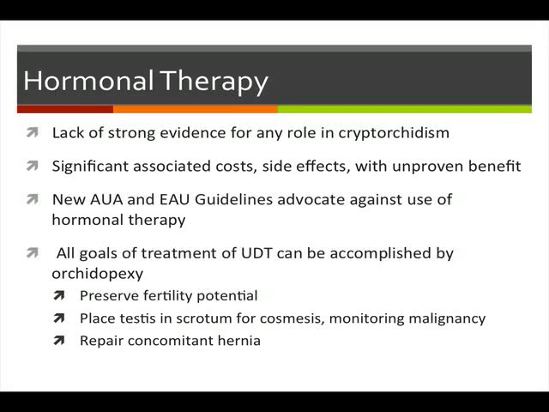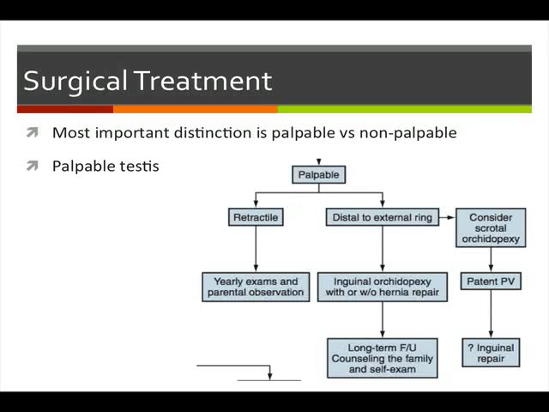When we look at surgery like orchidopexy, all the goals of treatment can be accomplished: preserving fertility potential, placing the testes within the scrotum for cosmesis improvement, monitoring for malignancy, and repairing any hernias that are present. Looking at surgical treatment, the most important decision is whether it is palpable or non-palpable disease.